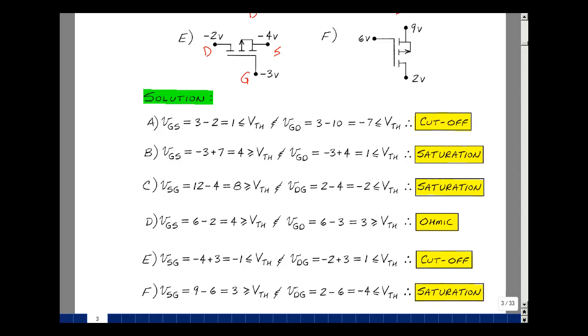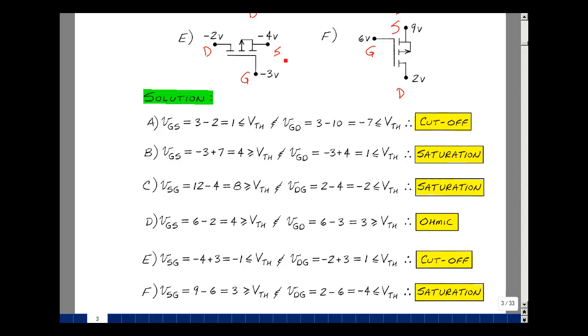Our last transistor is also a P-channel MOSFET, and here's my gate, source, and drain. Source to gate voltage is 9 minus 6, which is 3. Now 3 is greater than the threshold of 2. And the drain to gate is going to be 2 minus 6, which is minus 4, and that's less than or equal to our threshold voltage of 2 volts. Source to gate greater than threshold, the drain to gate less than threshold. That's our definition of saturation or current saturation.